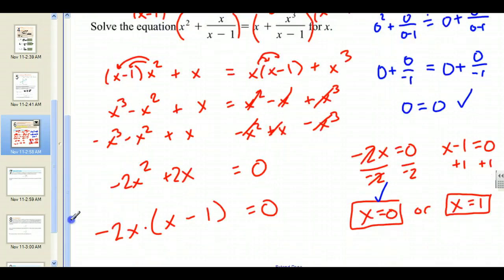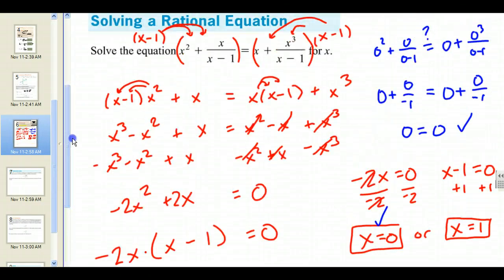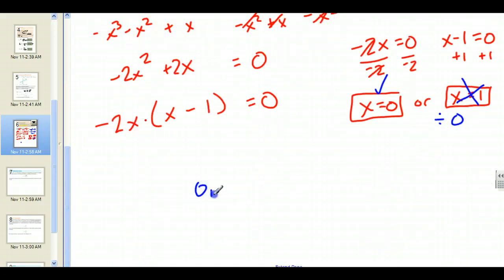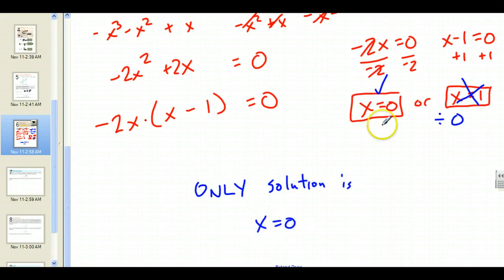Now, checking the other one. The problem here is plugging in a positive 1 into that denominator for that x gives me 1 minus 1, which is 0. So that one doesn't work. For that one we divide by 0. We can't do that, so we have to throw that one out. So the only solution here is 0. Alright, so gotta make sure to check.